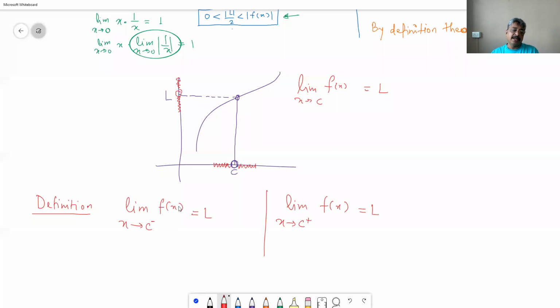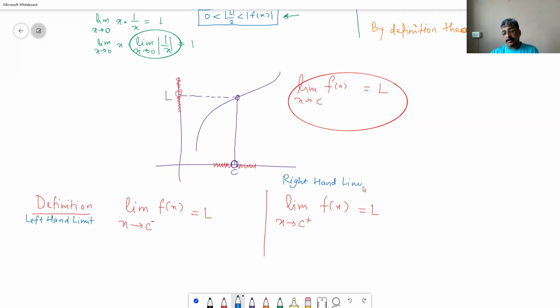So can we now create the definitions for these two limits? We have already created the definition for this limit. What changes will you make in that definition so that we have a definition for this, which is called the left hand limit, and this, which is called the right hand limit? Now you should come out with precisely correct definitions of the left hand limit and right hand limit. I give you 5 minutes.